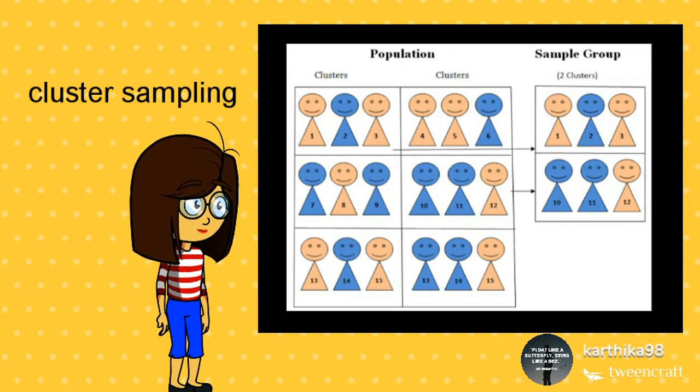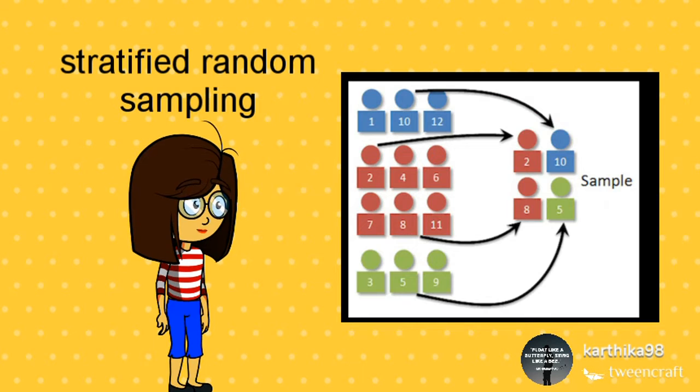So cluster sampling is a probability sampling method in which first we divide the population into clusters and those clusters are randomly selected, which is known as cluster sampling. So in the given image we can see that the population is divided into 6 clusters from which we randomly have chosen 2 clusters. Next one is stratified random sampling.